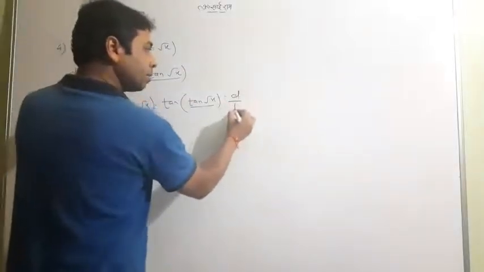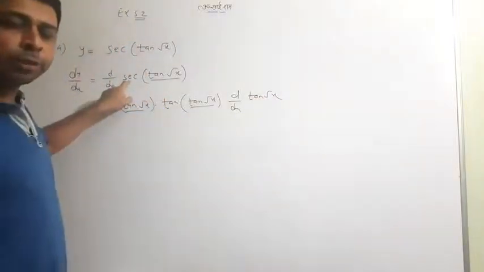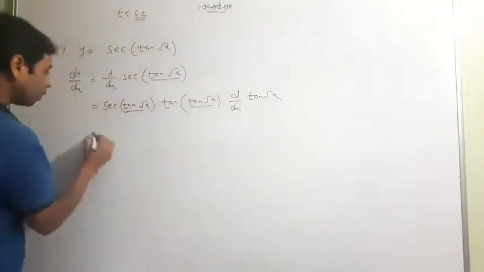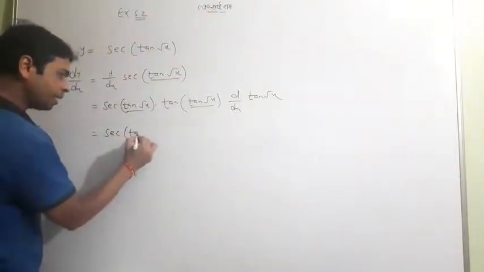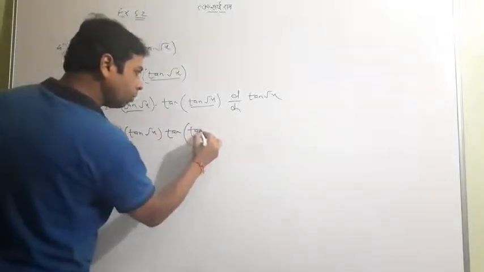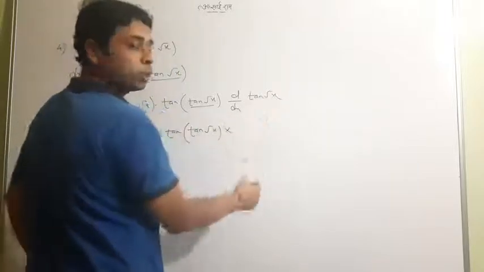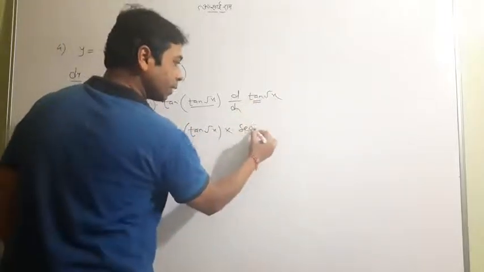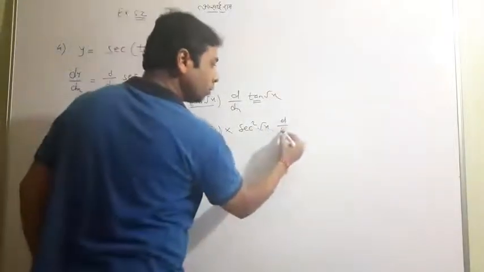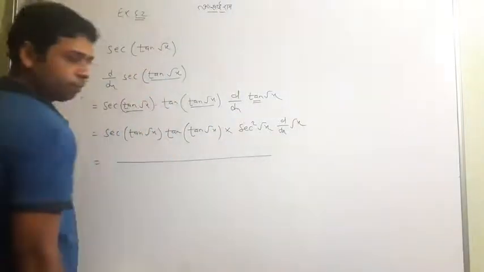And what is next? By the chain rule, first we have done the differentiation of sec. Now it's time for the differentiation of tan root x. This portion will be as it is, no change at all. What is the differentiation of tan? It is sec square, and this time the angle is root x. Now what is the differentiation of the angle, only root x? Please write by your own till here.